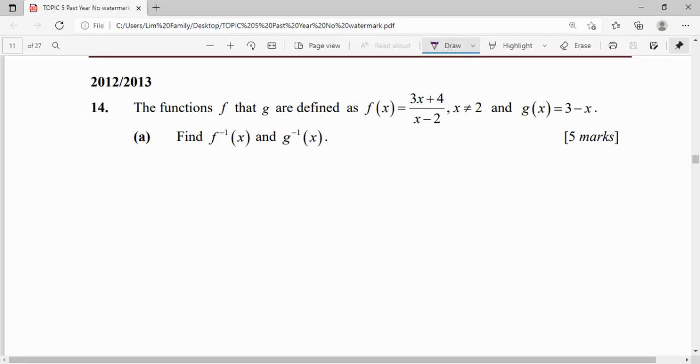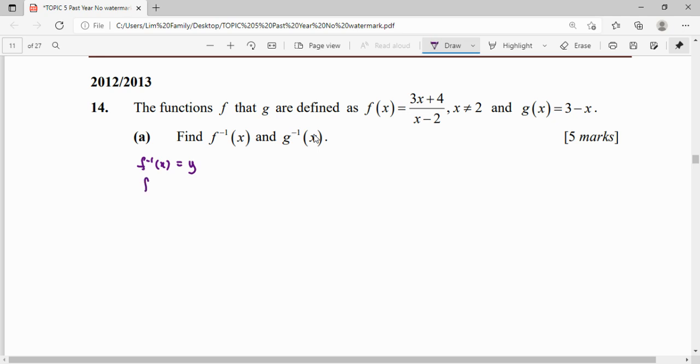For question 14, given that the functions f and g are defined as f(x), a rational function, and g(x), a linear function, find f inverse and g inverse. So in order to find f inverse and g inverse, we'll start by letting f inverse x equal to y.